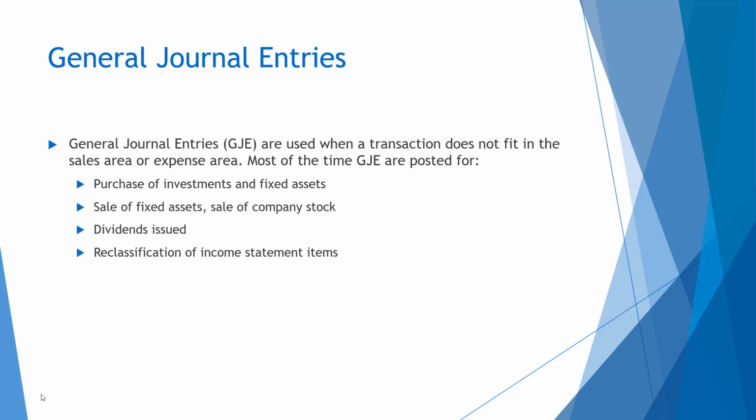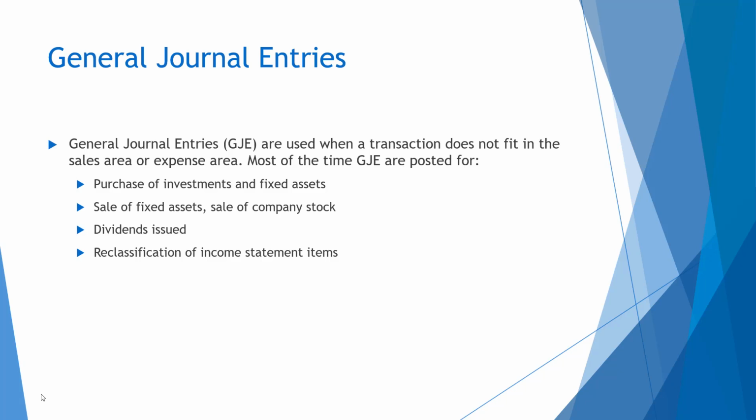You'll almost always see a journal entry if you sell a fixed asset. So you got rid of it, you sold it. You have to put in a general journal entry because it doesn't fit any of the normal income or expense areas. Again, dividends, and then of course reclassification of income statement items.